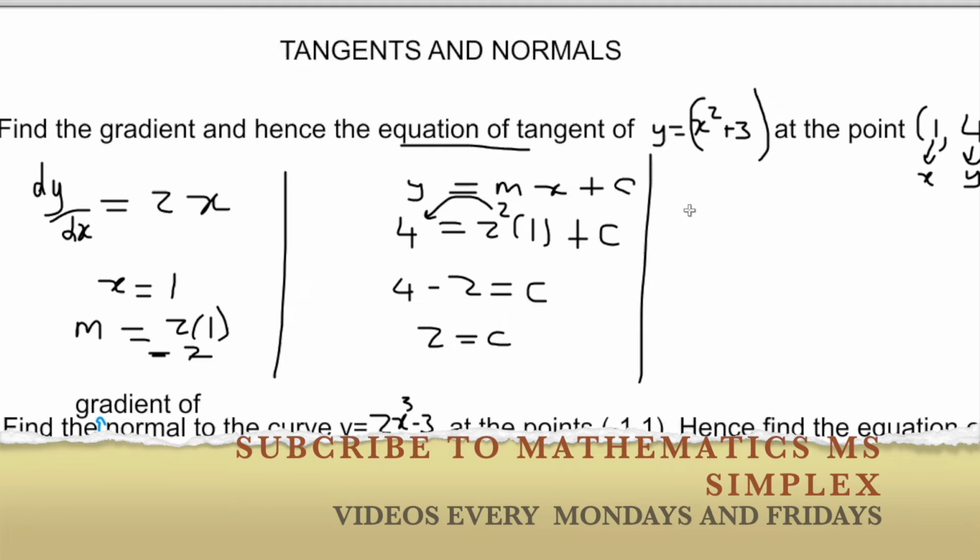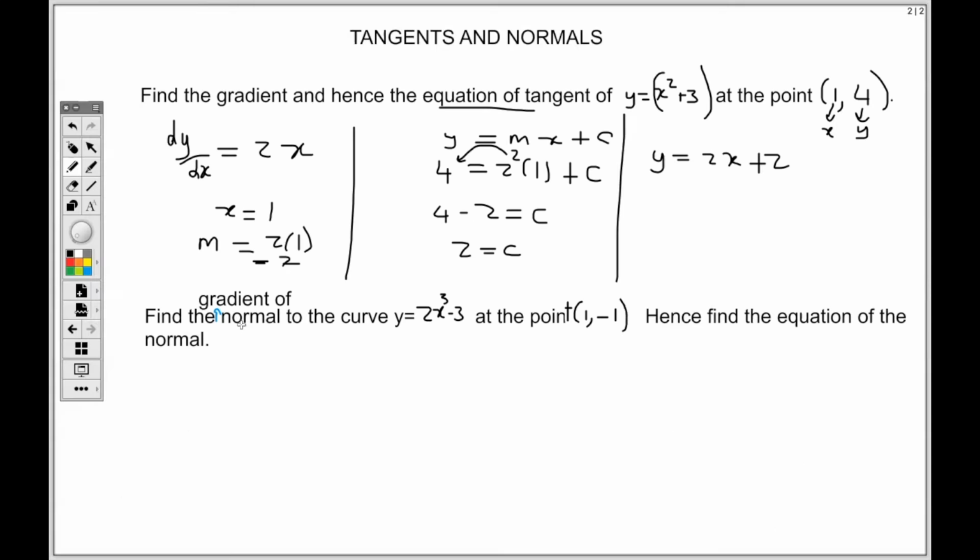So for the equation of the tangent, we will replace m and c. m is 2, so I'll have y equals 2x plus 2. And this is the equation of the tangent. Now the next question we're going to look at is the normal. And normal is the same thing as saying perpendicular.